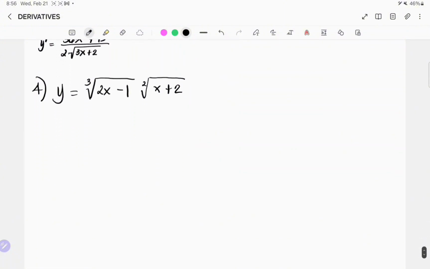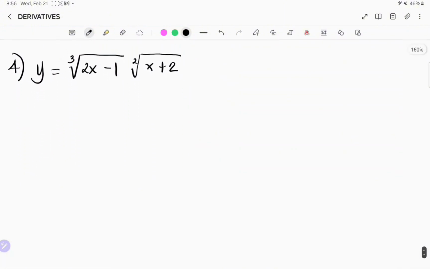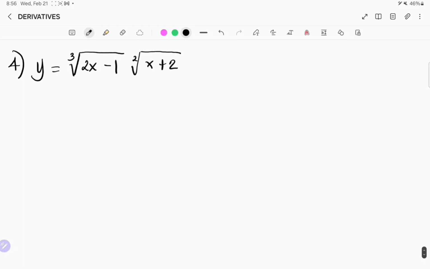We have our fourth example. We have to differentiate y is equal to cube root of 2x minus 1 and square root of x plus 2. So we have our u times v, and we know that y prime is equal to u dv, u times the derivative of v, plus v du.